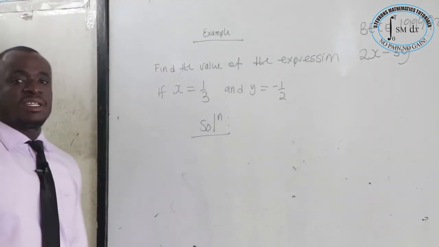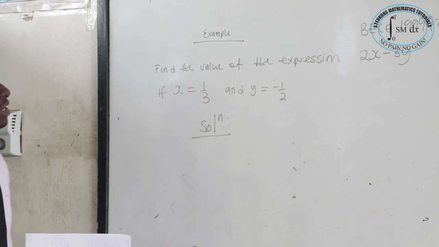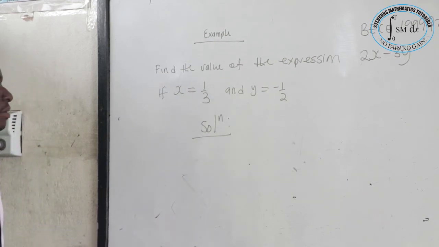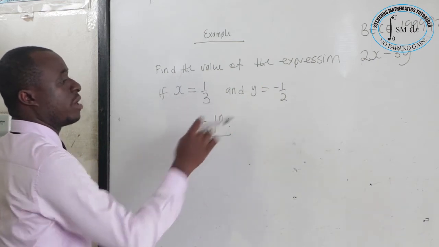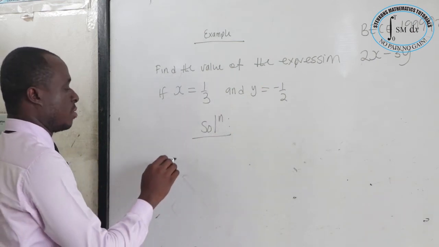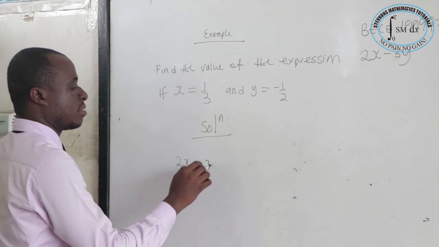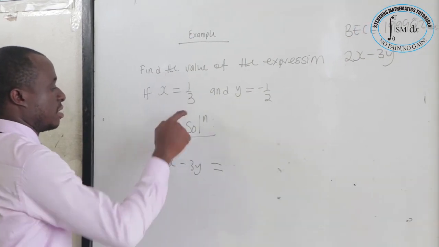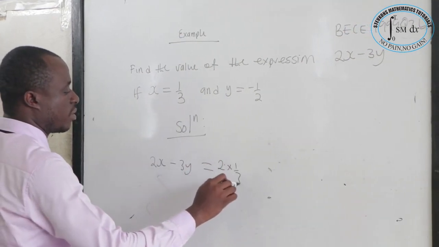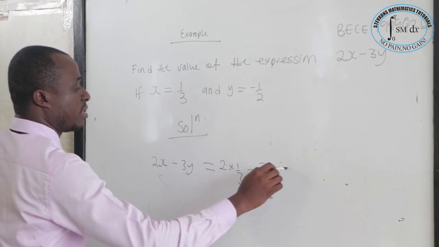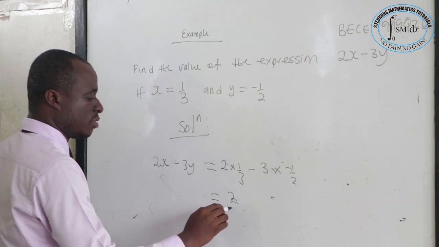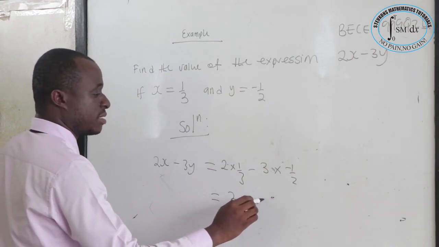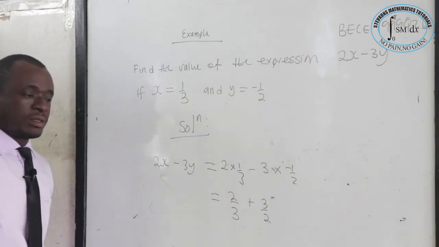Now this is BECE 1999, question 2b. Find the value of the expression 2x minus 3y. So we have when x is 1 over 3 and y is negative 1 over 2. So 2x minus 3y. Now what is our x? That's 1 over 3, so 2 times 1 over 3. What is y? Negative 1 over 2. This becomes 2 over 3 plus 3 over 2.